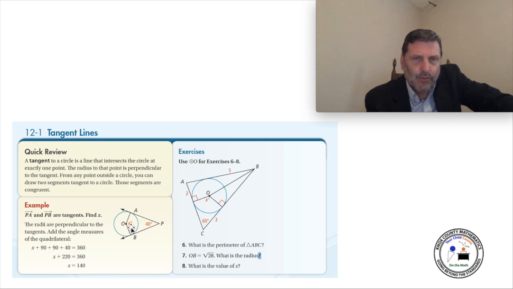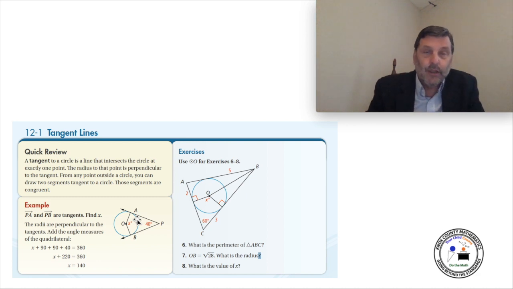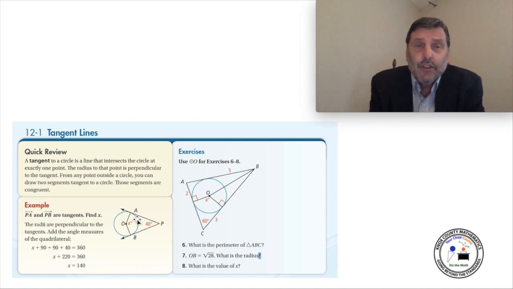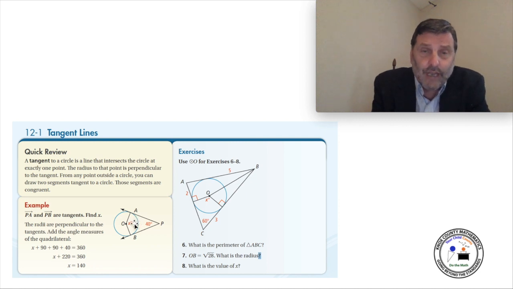I've got to figure that out. Well, look what I've formed. AP, PB, BO, and OA form a 4-sided figure. What did we say about a 4-sided figure before? We can find the sum of all the angles inside. We know the sum of all the angles add up to 360 for a quadrilateral.